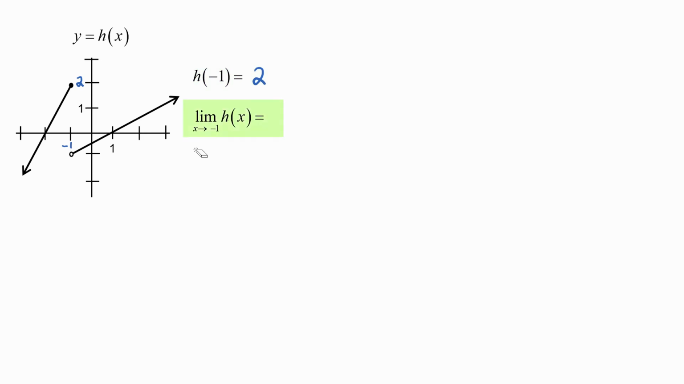Now, to find the limit as x approaches -1 of h of x, we have to look at what happens as x approaches -1 from the left and x approaches -1 from the right. As the x values go into -1 from the left, we can see that we are riding along this part of the function. So the y value is approaching 2 as we approach -1 from the left.